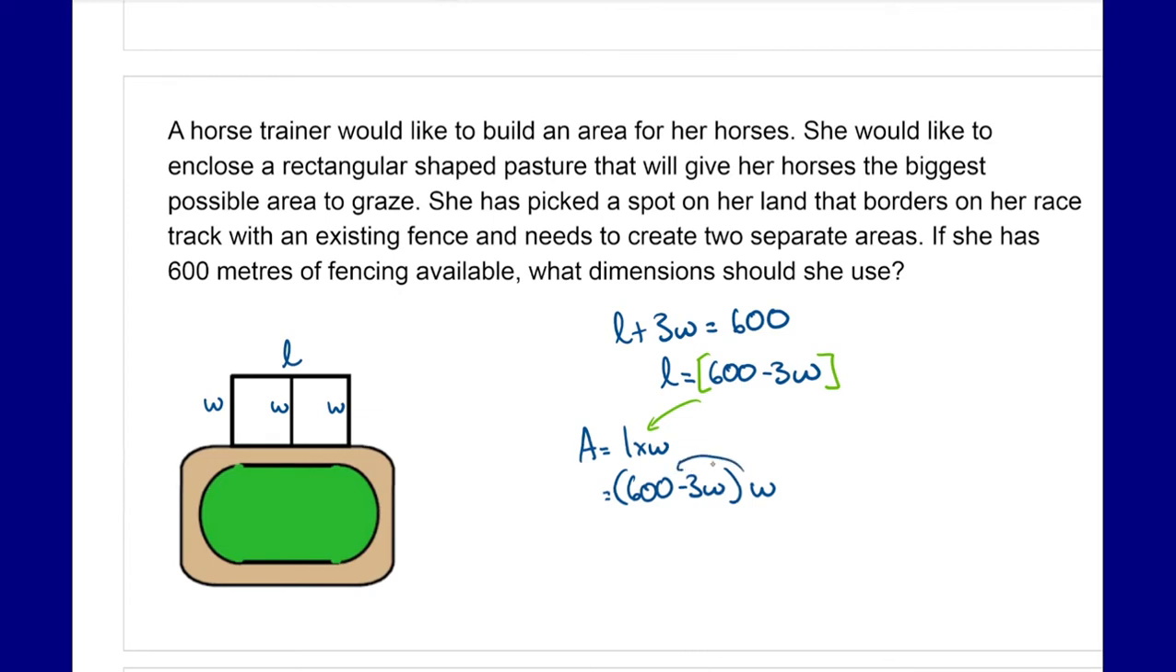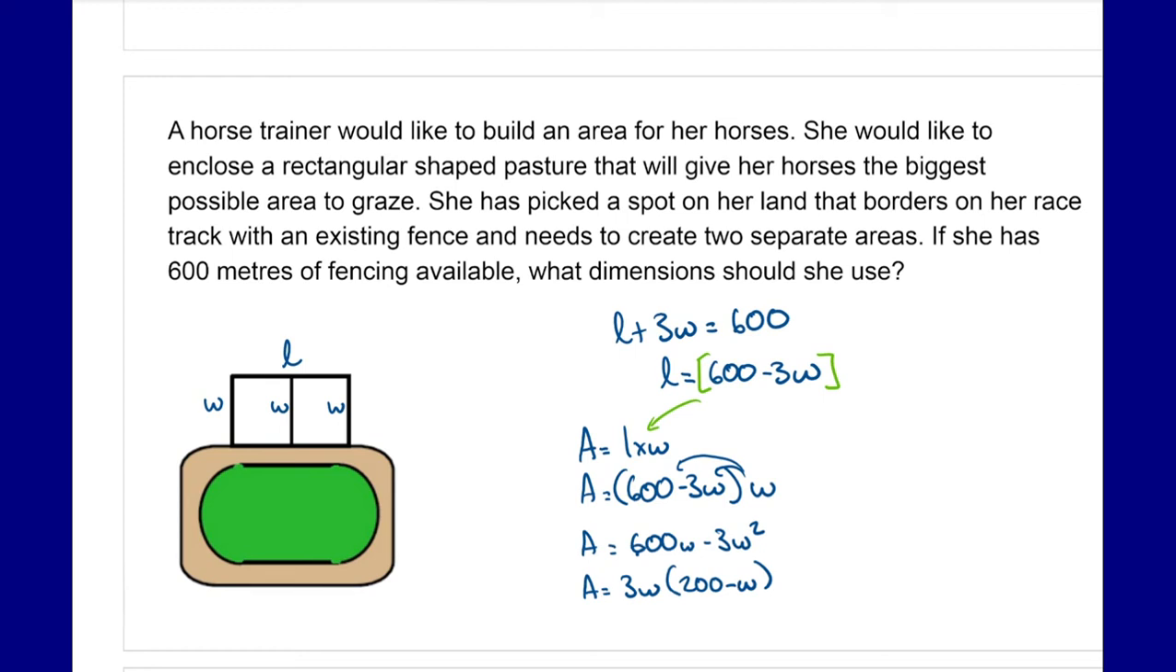I can use the distributive property to multiply this through. So 600w minus 3w squared. And I can actually factor this now: 3w times 200 minus w. So this goes into a little bit of our factoring as well as our quadratics. Now that our quadratic, or our shape, is in the factored form, I can find what my middle piece is.